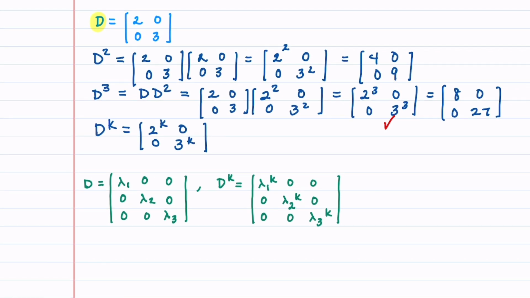If D is a 3 by 3 matrix with 3 eigenvalues, lambda 1, lambda 2, and lambda 3, then D to the k is going to look like this matrix, and all we have to do is just raise the diagonal entries, which are our eigenvalues, to the power of k. That's so much easier than having to multiply a matrix by itself k times.